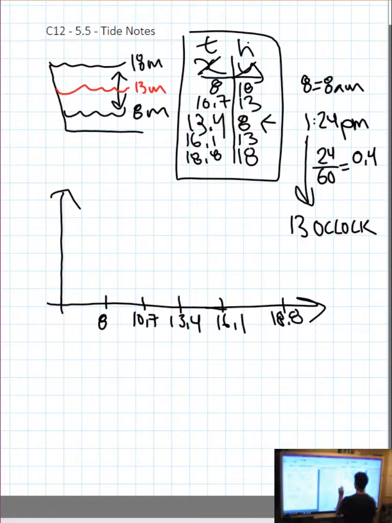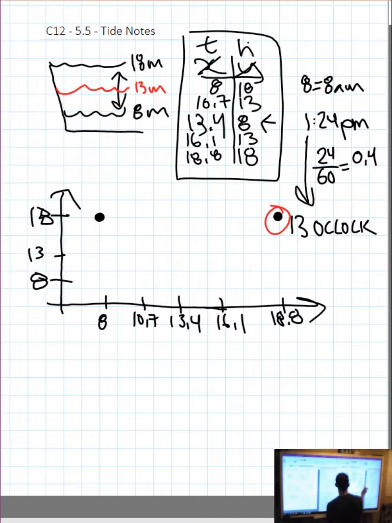So we have a high tide at 18, so I'm going to mark 18. We have a mid tide at 13, so I'm going to mark 13. We have a low tide at 8. And we start by graphing all the points. At 8 a.m. we have a point at 18. And at the end, at 18.8, we have another point way off to the right. Then halfway in between, we're at our middle point at 13.4 hours throughout the day.